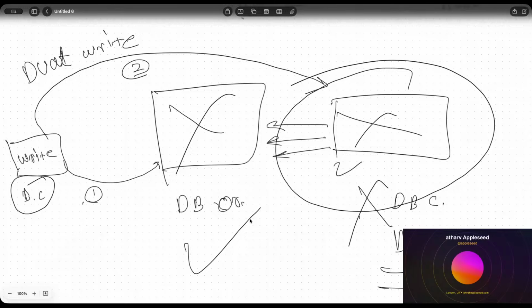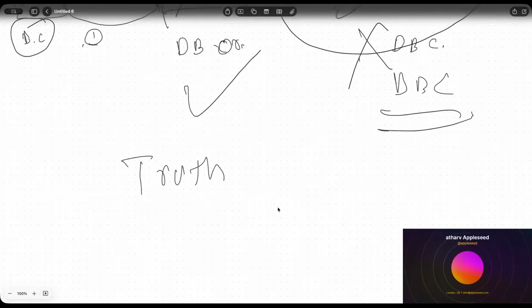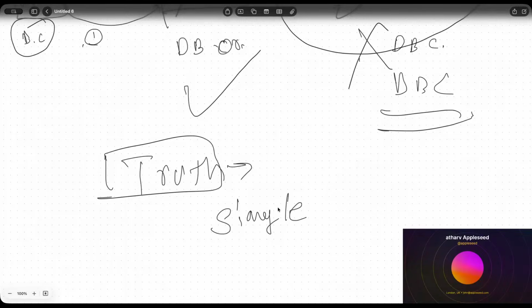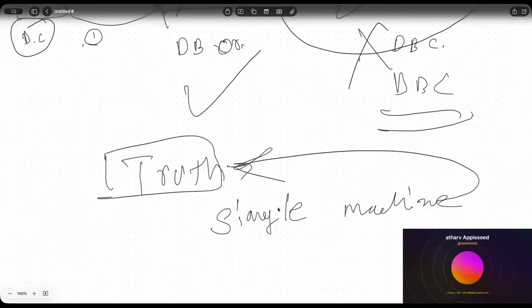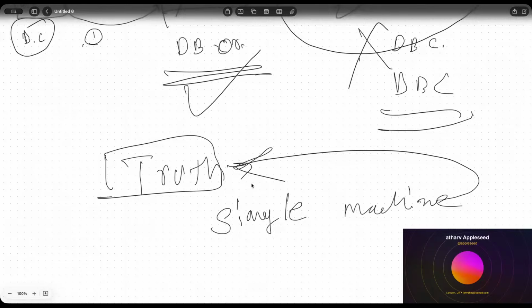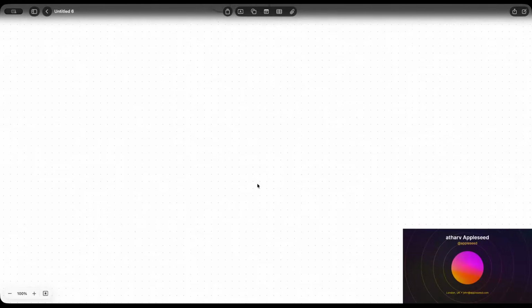So whatever truth we have in our system should be told by someone who is the only one telling it. What I mean is that there should be a single machine that tells the truth, a single point of truth, right? Which will be, in our case, DB original. So how can we do this?